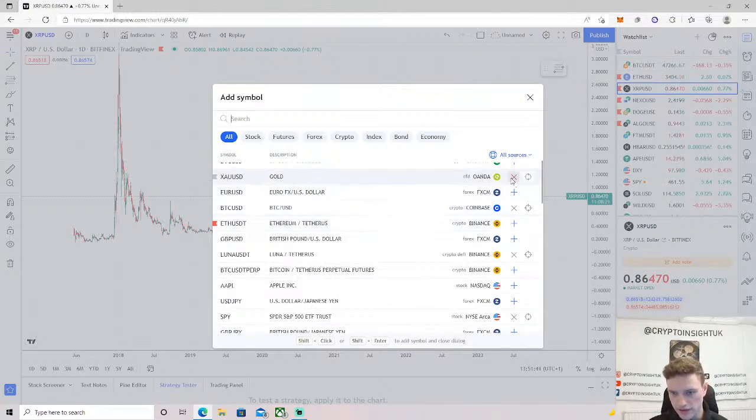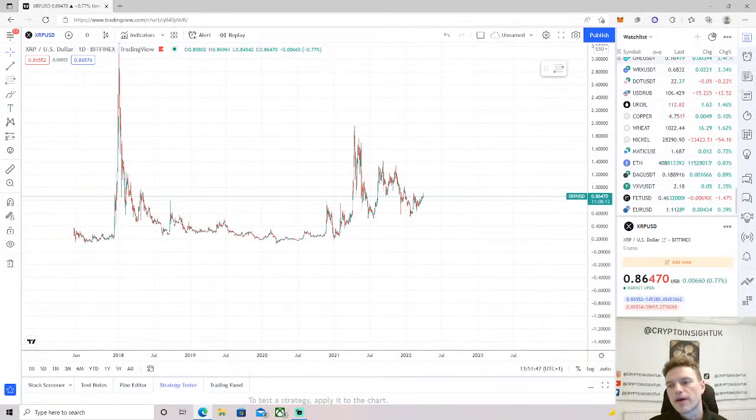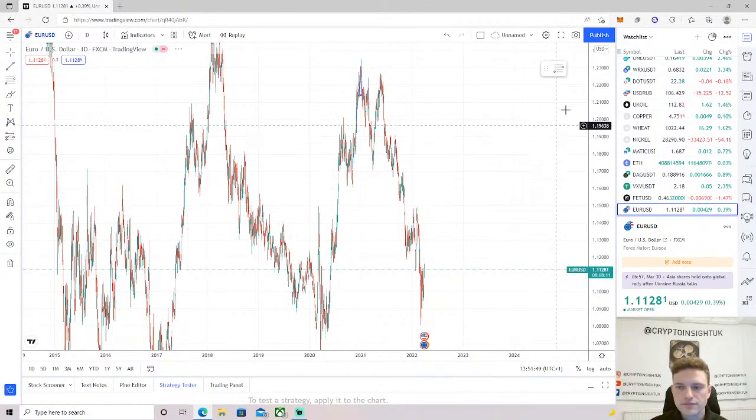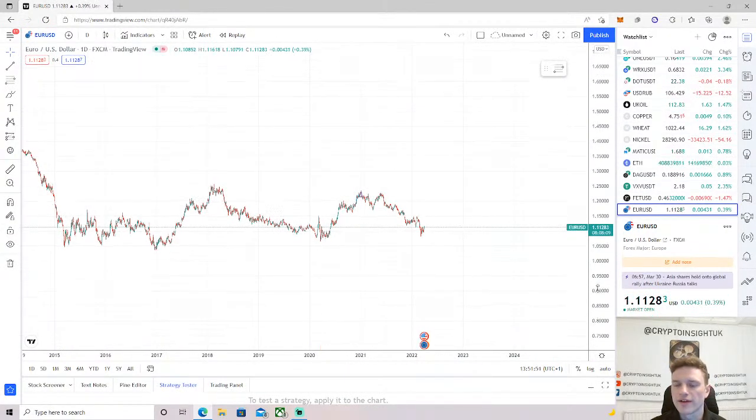But I've already got these, so just to give you an example, I'm going to get rid of it straight away, but Euro FX to the dollar, so that's just comparing the euro price to the dollar. You click it there, and then it just adds it into the bottom, and you can remove it the same way.